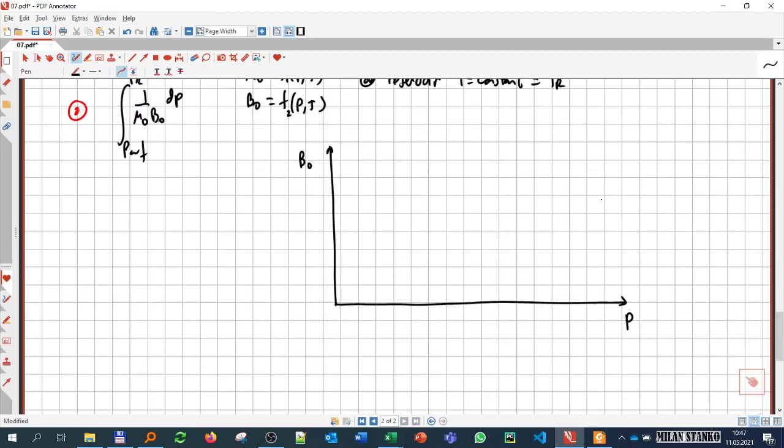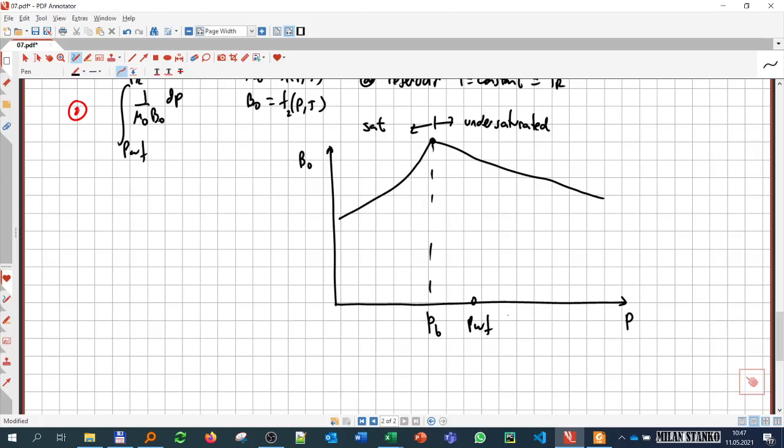Essentially what you will see is that it looks something like that. It goes like that, and at some point I reach the bubble point pressure, and then it starts to go down. From here it will be the undersaturated, and this one to the left is the saturated. But remember, PWF and PR for our IPR are essentially in this range, so I'm only concerned about this part.